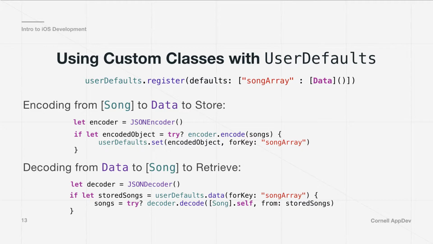And then similarly for decoding from data to a song array, we say let decoder equal JSONDecoder, and if let storedSongs equals UserDefaults.data(forKey: songArray), which will get the data object out of UserDefaults, then we say songs equals try decoder.decode(songArray.self, from: storedSongs). That's the class we're trying to decode this data object into, and storedSongs is the actual data.